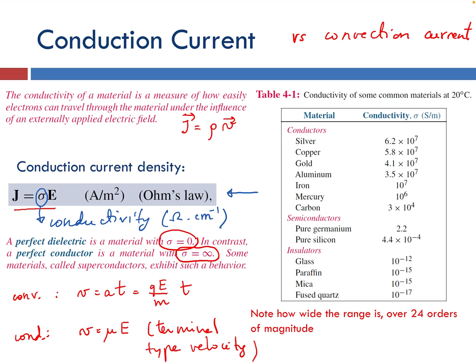Okay, and it's interesting to see how wide this physical property varies over 24 orders of magnitude. From very good insulators with a conductivity of 10 to minus 17 to very good conductors like silver and copper with conductivities on the order of 10 to the 7 Siemens per meter, and Siemens is the inverse of Ohm.